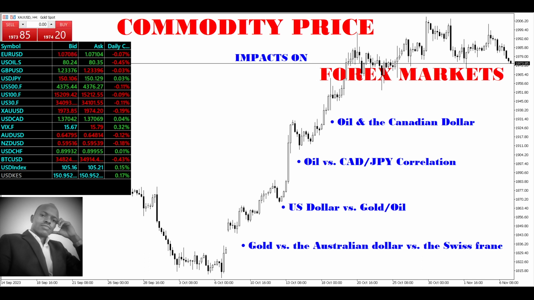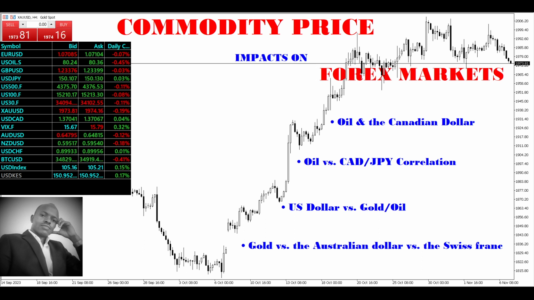It is important that forex traders trading in these currencies get a clear understanding of the correlation between these currencies and various commodities when trading. This is because the exchange rates of these currencies tend to change in response to shifts in the commodity prices.